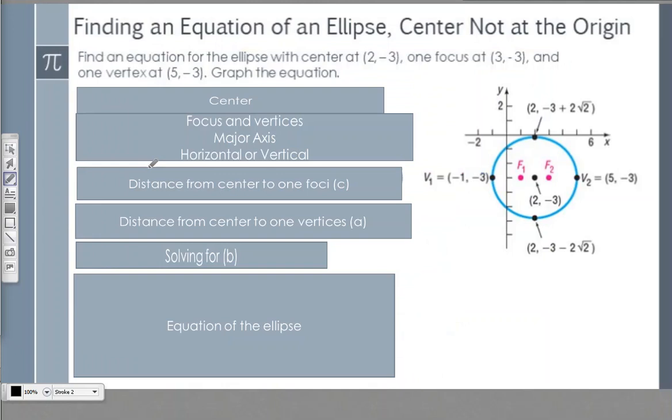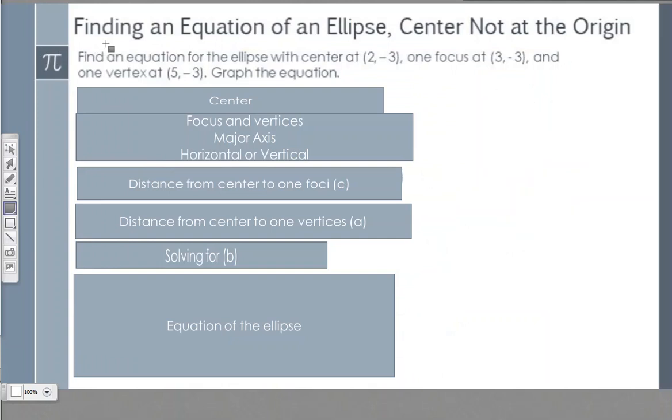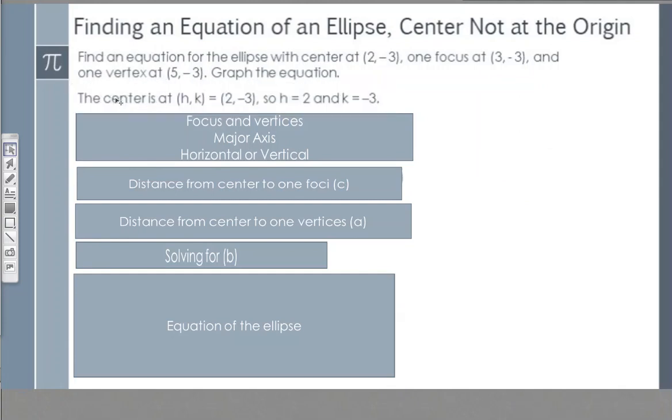All right, so we're going to find the equation for the ellipse with the center at 2, negative 3, and one foci at 3, negative 3, and one vertex at 5, negative 3, and then we're going to graph the equation. So they've already given us the center, and so all I'm showing you right here is since we already know the center, we know that H is 2 and K is negative 3. Now on this one, we're going to see the focus, the vertices, the major axis, and is it horizontal or vertical.